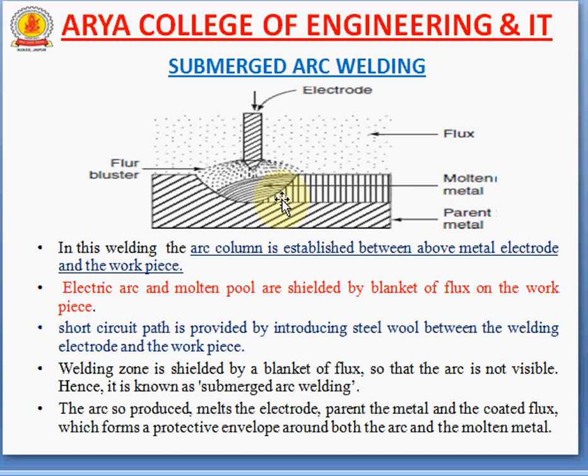Because of the flux blanket used on the workpiece, the welding zone is shielded by a blanket of flux so that the arc is not visible, hence it is known as submerged arc welding. The arc so produced melts the electrode, the parent metal and the coated flux, which forms a protective envelope around both the arc and molten metals.